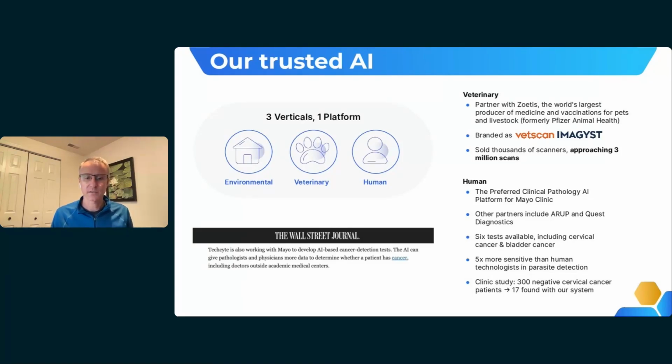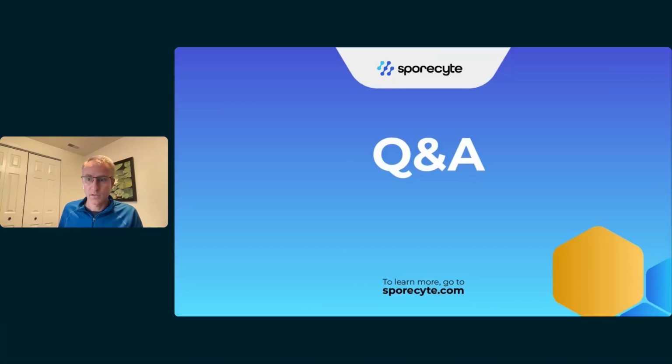And again, this is just attributable to the total coverage and the consistency that the algorithm is able to apply in the image analysis. And so these same technologies that are helping in veterinary medicine and in human medicine are also helping to ensure we give you the most accurate and comprehensive report possible for your air quality samples. So with that, are there any questions?